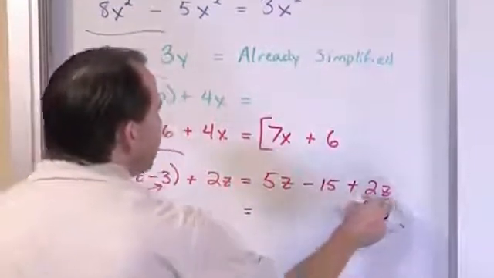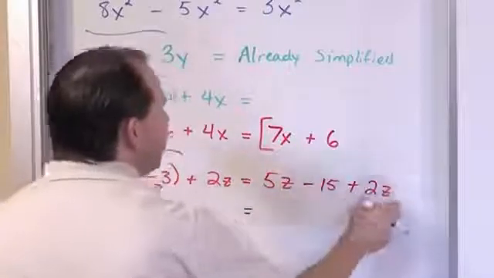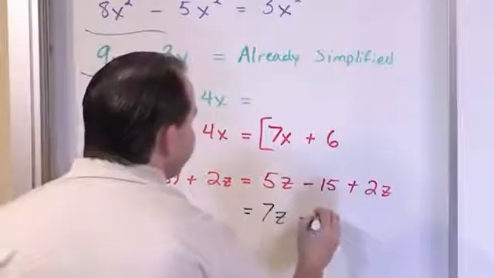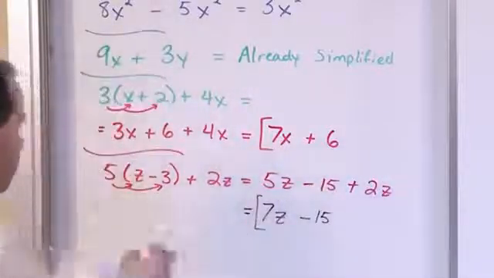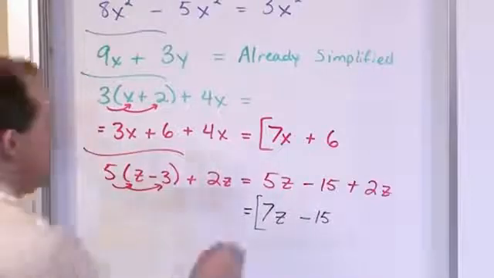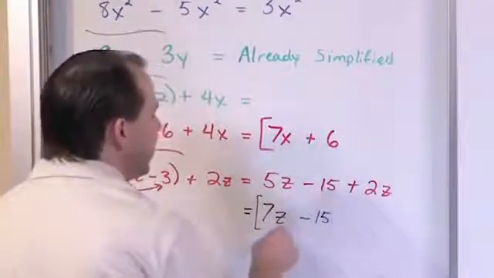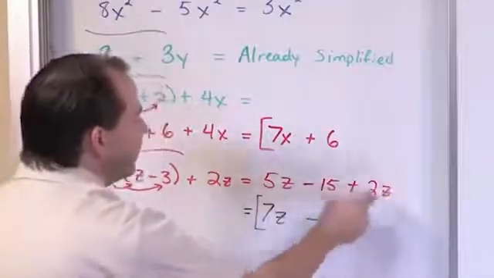So this is a common term with this one. I have z's here and I have z's here. So 5 plus 2 is 7z. And you're still subtracting 15. Don't forget you still have that negative there. So it's 7z minus 15, and that is fully simplified. You have z's here, you have no z's here. So because I don't have any commonality, I can't add them together. I can do that here because I have z's that I'm talking about.